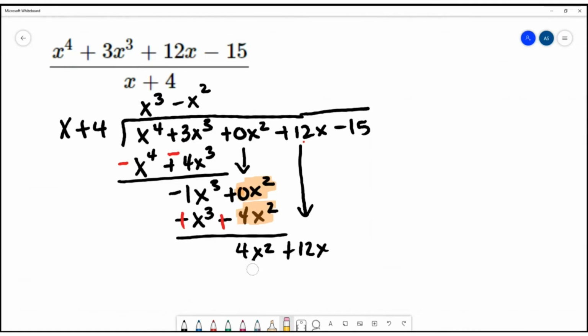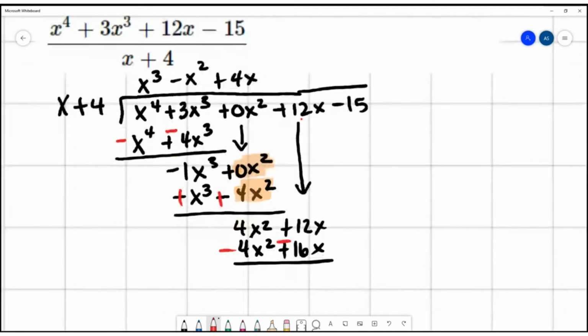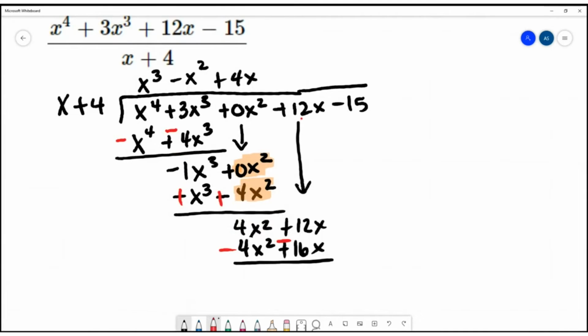x divides into 4x squared, 4x times. 4x times x is 4x squared. 4x times 4 is 16x. We're going to subtract, change the signs, and we get 12x minus 16x is negative 4x. Let's bring down the next term. Repeat that process over again.